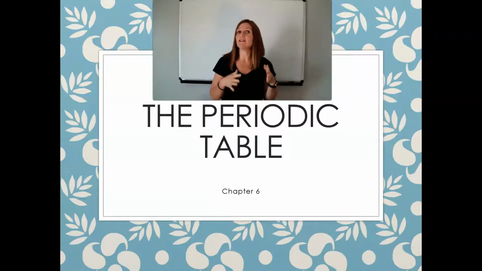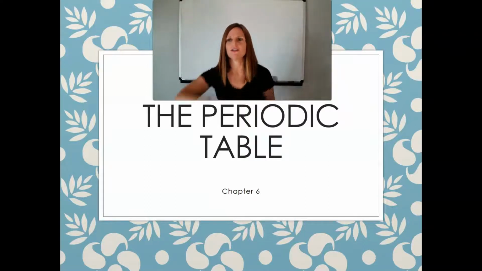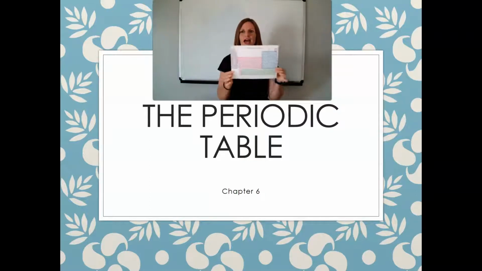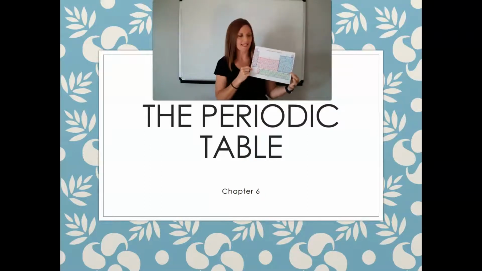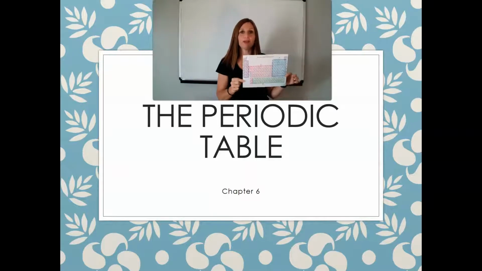We're now moving in to chapter 6. We've finished chapter 5 on electron configurations, and now we're going to be really focusing on this magical periodic table and all of the things that it can tell us about atoms and their behaviors and ions and elements and what all of those things are doing.